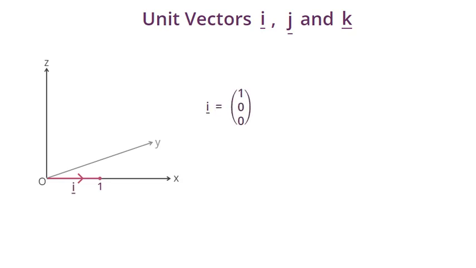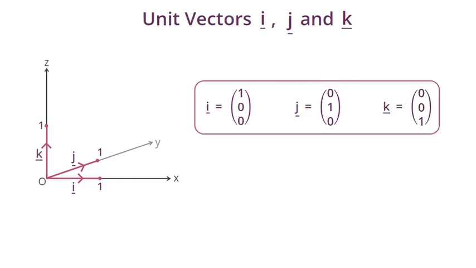The vectors i, j, and k are special unit vectors that each run parallel to the x, y, and z axes. Every vector can be expressed in terms of the three unit vectors i, j, and k.